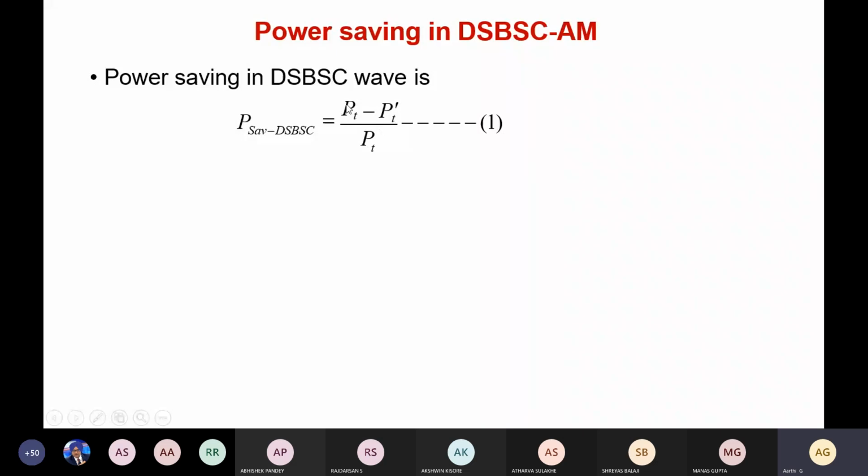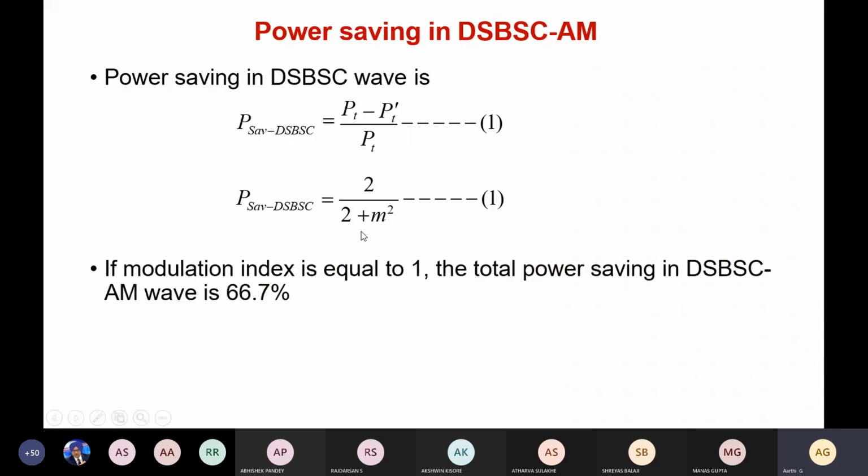Now let us calculate how much power we are going to save. Here we are finding the difference between the total power, that is the power in the AM wave, minus the power in the DSBSC wave, divided by the total power. Then we can find the power that we are going to save. Using the third and the fifth equations, we substitute here, and if you simplify, this expression is 2 by 2 plus m square. If you take the maximum modulation index as 1, if m is 1, this will be 2 by 3, which is around 66.7%. This will be the amount of power that we are going to save when we suppress the carrier.